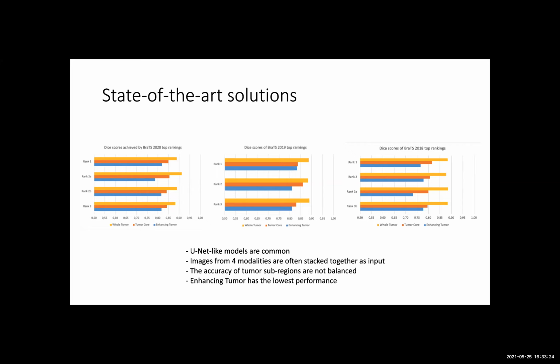Also, I noticed that the accuracy of the tumor subregions is not balanced. For example, the whole tumor usually has the highest DICE score, while the enhancing tumor has the lowest. You can see from the graph that it has a similar pattern for all of the solutions from 2018 to 2020. The blue bar is the DICE score of the enhancing tumor.